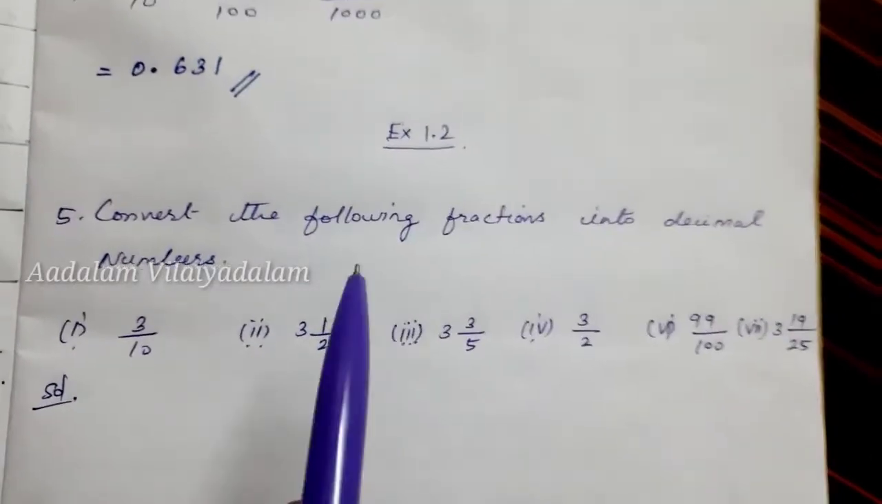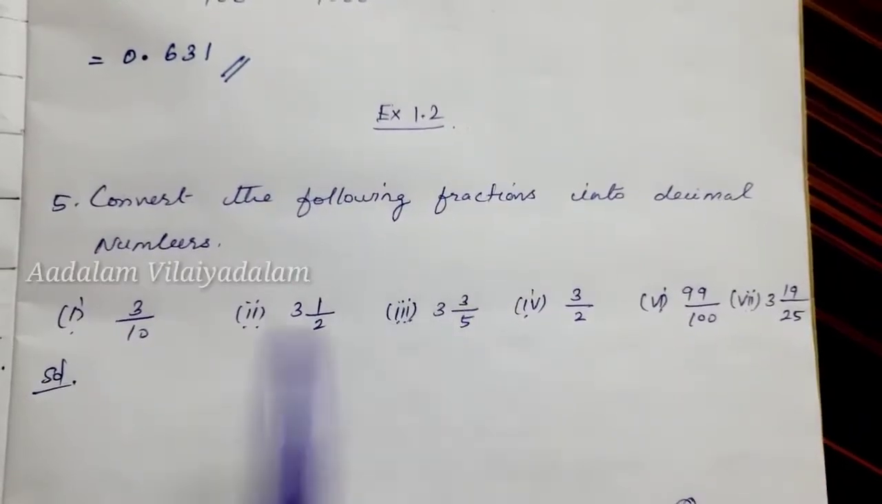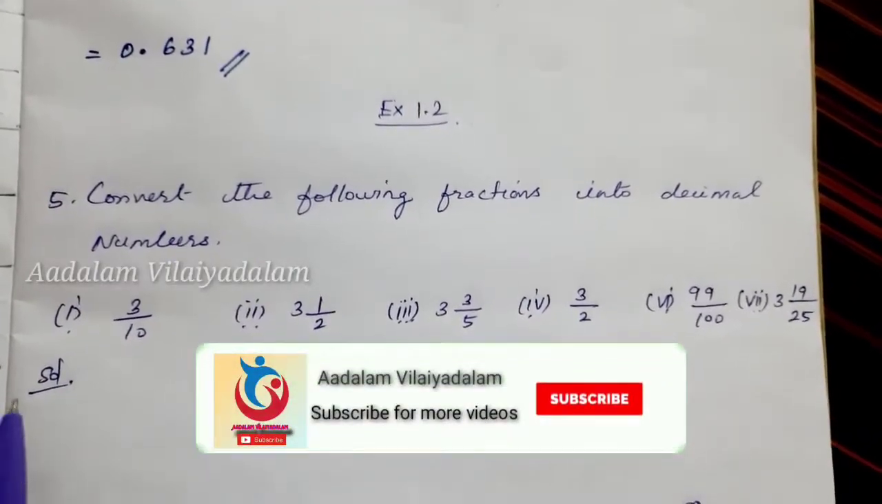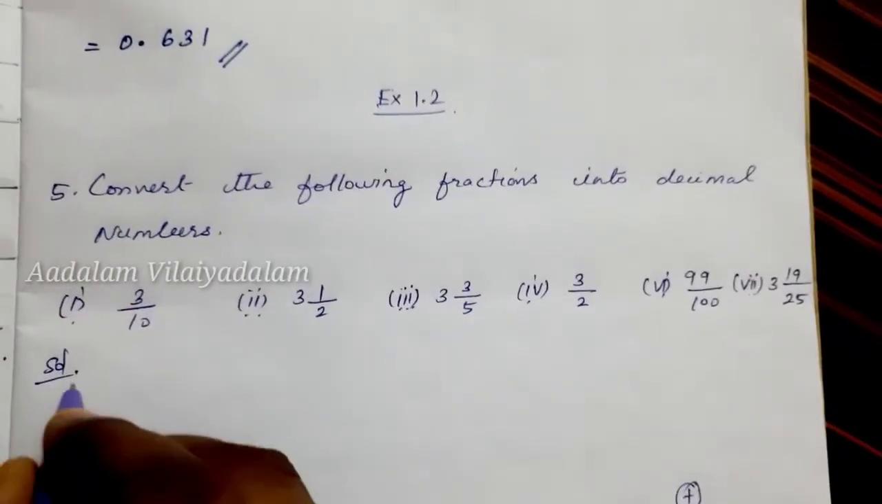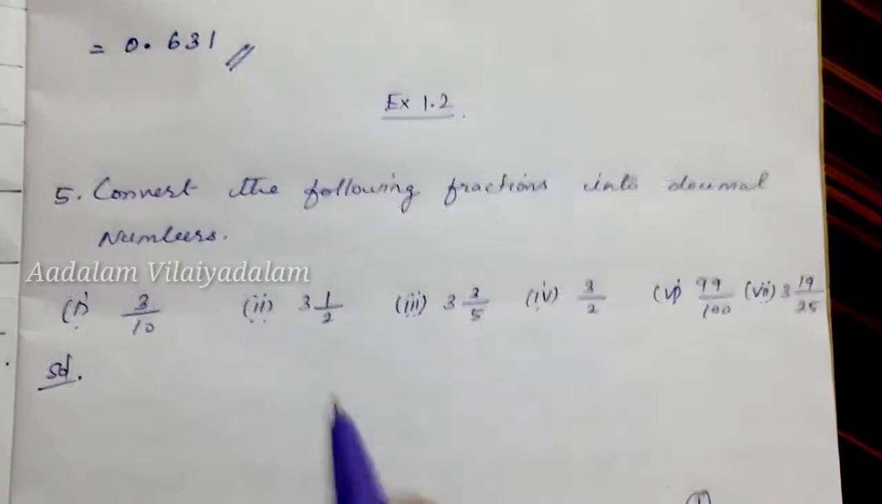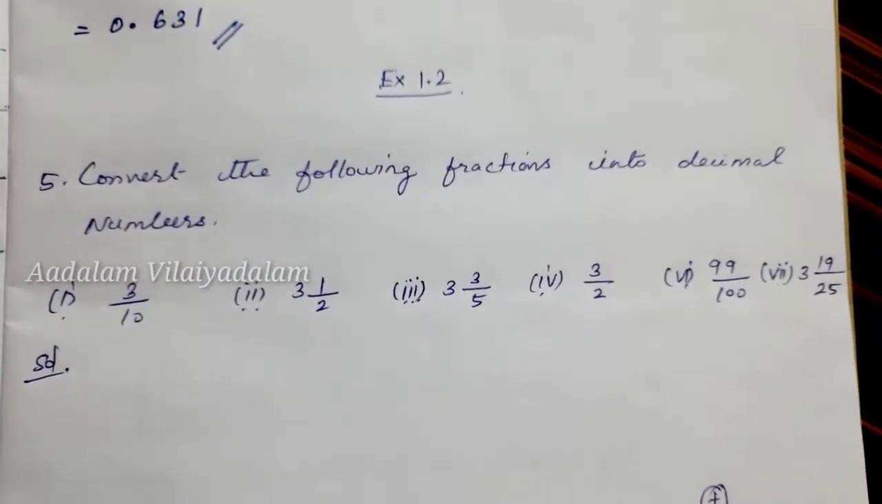Today we shall learn exercise 1.2, fifth question. Convert the following fractions into decimal numbers. Here there are 7 subdivisions given. Now let's do the first subdivision, that is 3 by 10. Now we need to change the fraction into decimal form.